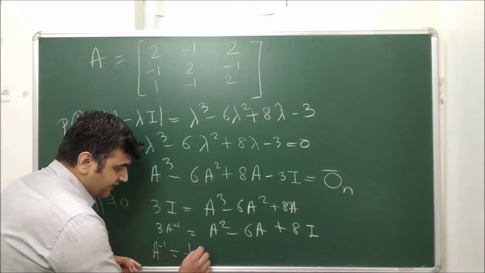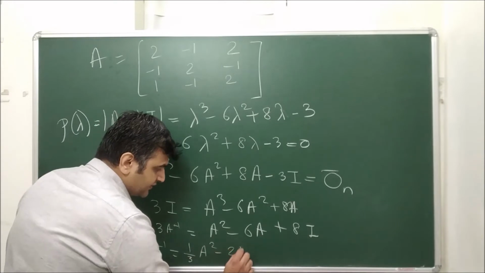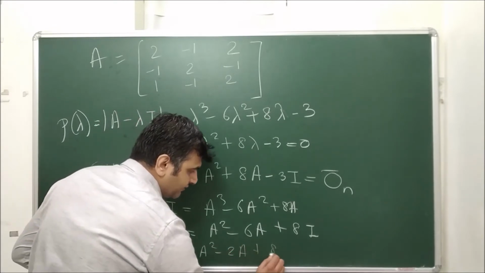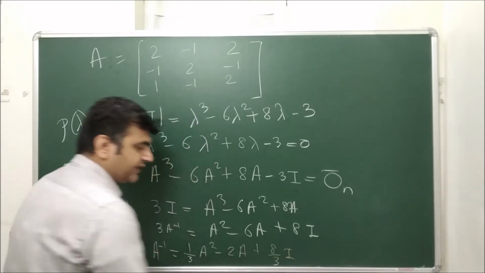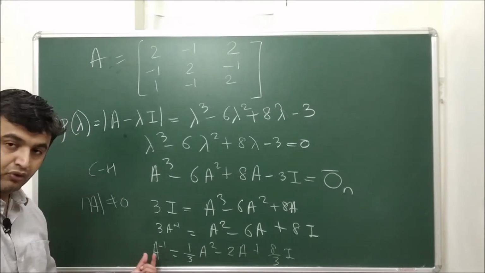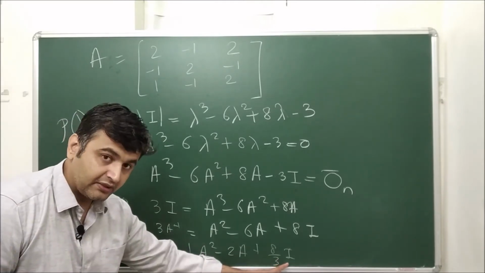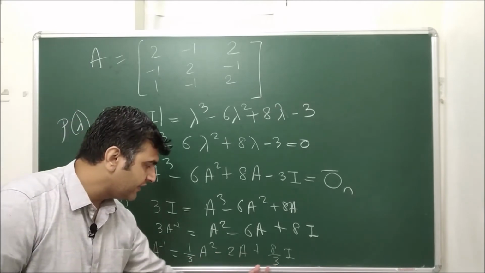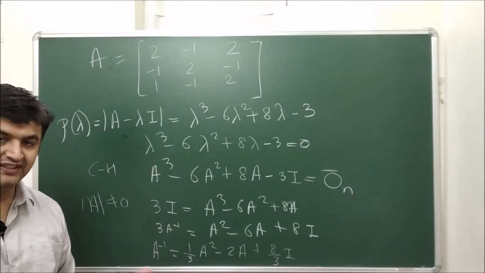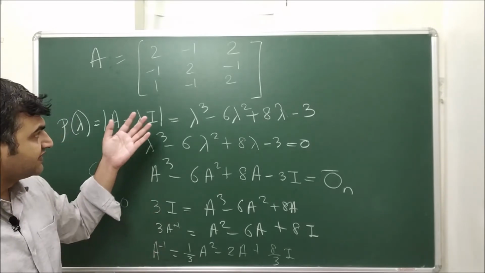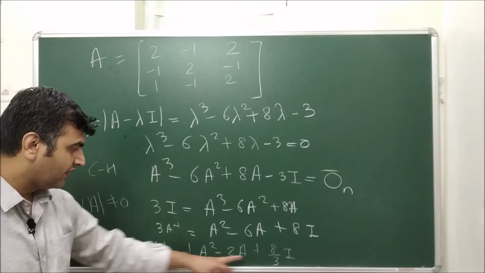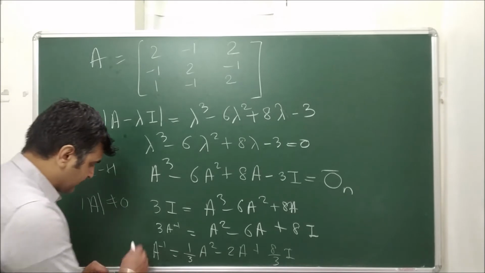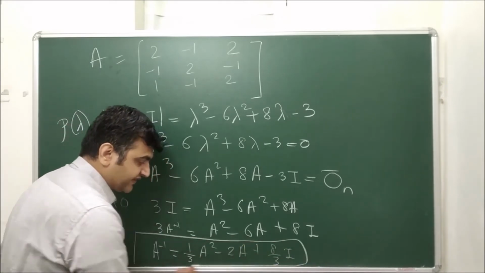It is 1 by 3 times A square minus 2 times A plus 8 by 3 times the identity matrix. So if you want to find the inverse, you know the identity matrix, A is given to you, you find A square, simply plug in the value, you get A inverse. So that's quite simple, right? Finding A square is not that difficult. You simply find A square, plug in the value, you get A inverse. That is the first observation.